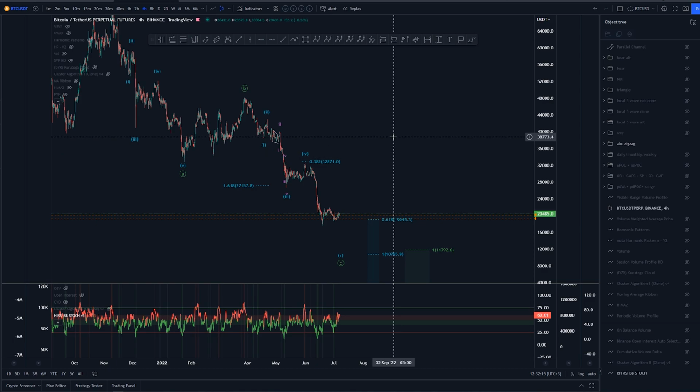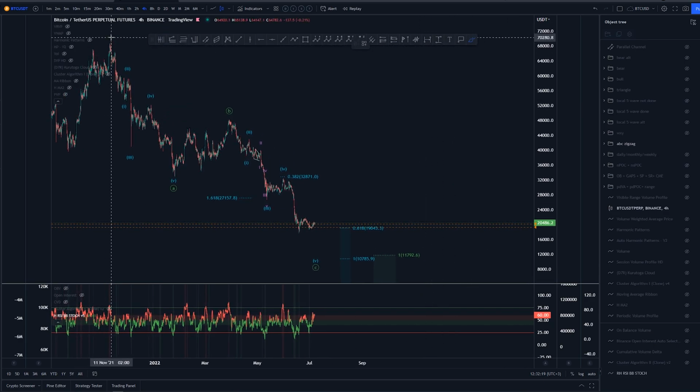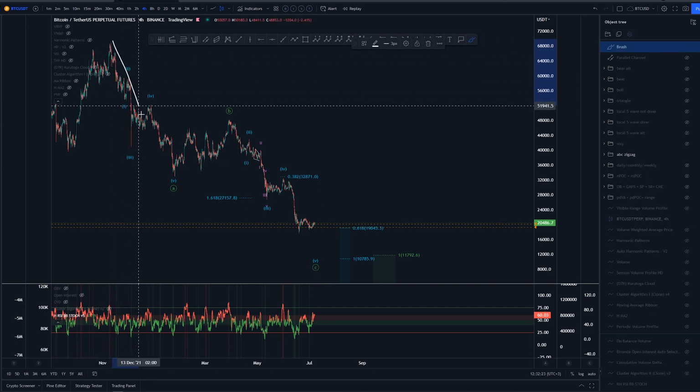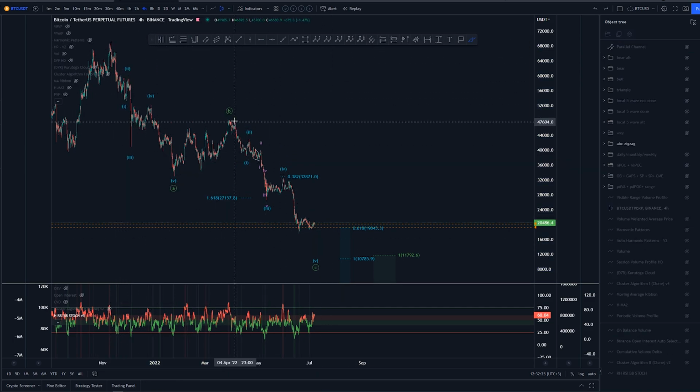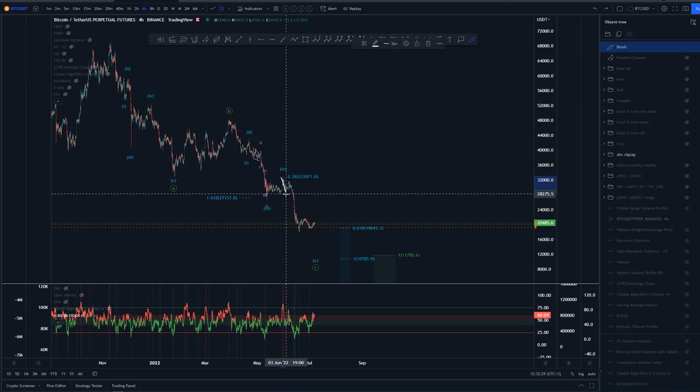Starting here on a higher time frame, we've had two different counts on this downfall from the 69k. The first one was saying that we had an ABC coming down, in which we had a 1, 2, 3, 4 and currently making the 5 or have made the 5 like so.